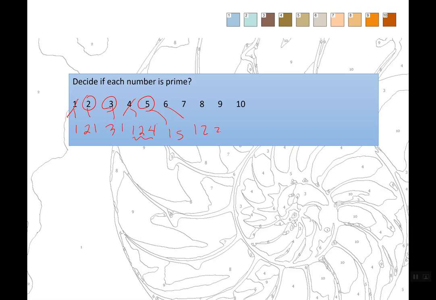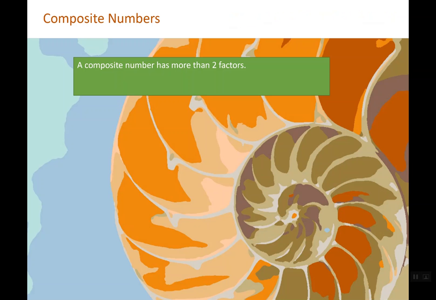6 has 1, 2, 3, and 6, that's 4 factors, not prime. 7 just has 7 and 1, prime. 8, 1, 2, 4, and 8, that's a big no. 9 has 1, 3, and 9, also a no. 10 has 1, 2, 5, and 10. So what I'm doing is listing any number that could go into the natural number I gave you. So looking at the numbers 1 through 10, I can see 2 is prime, 3 is prime, 5 is prime, and 7 is prime.